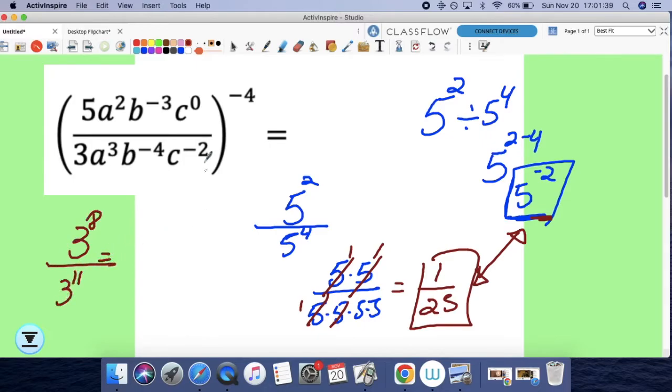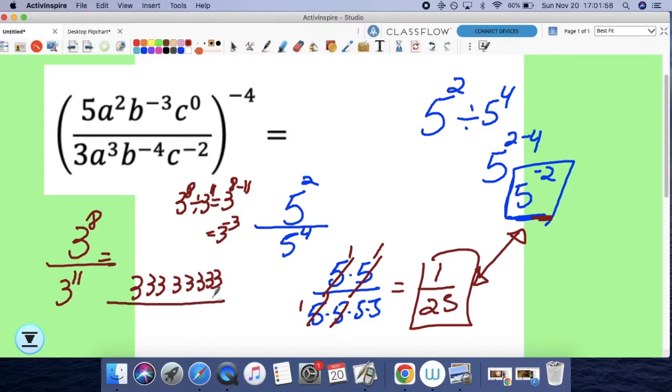So what would that look like? Well, if you wrote it horizontally, you write 3 to the 8th divided by 3 to the 11th, keep the base, subtract exponents, you're left with 3 to the negative third power. If we do it here as a fraction, 1, 2, 3, 4, 5, 6, 7, 8. 1, 2, 3, 4, 5, 6, 7, 8, 9, 10, 11. Remember, they're all being multiplied.